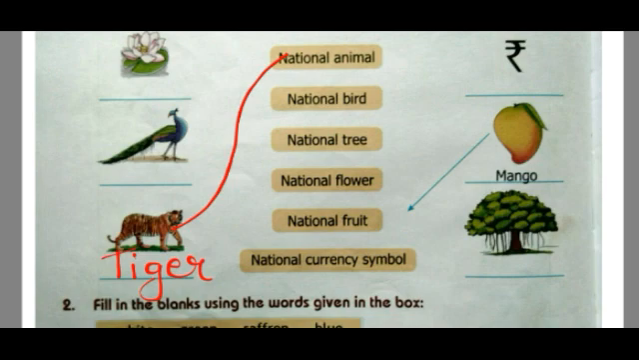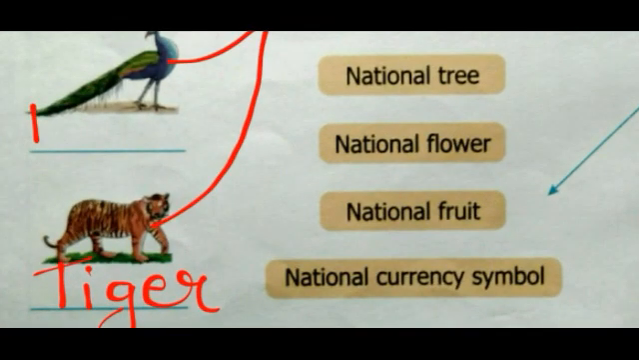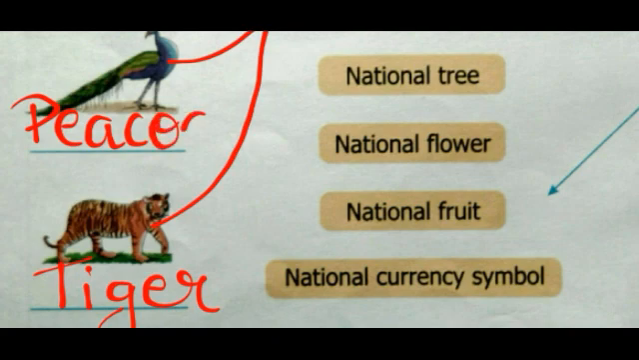Now see the next one. Next one is national bird. So which is our national bird? Yes. Our national bird is peacock. So we will match it with peacock and peacock is here. And then we have to write the spelling of peacock. P-E-A-C-O-C-K. Peacock. Okay?